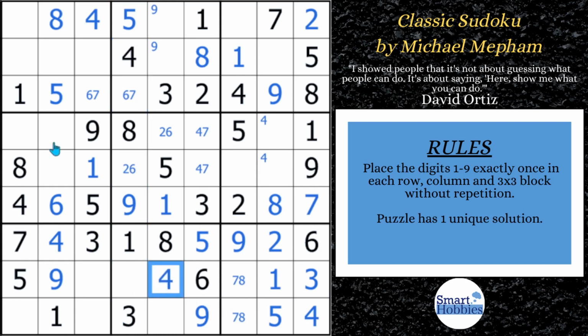All right, that's all you can get. And this is the point where we get to the diagram in Mepham's diabolical puzzle. He rated this as diabolical. So let's fill out what the rest can do. Because at this point, if you're looking around, you're not going to find hidden or naked singles.